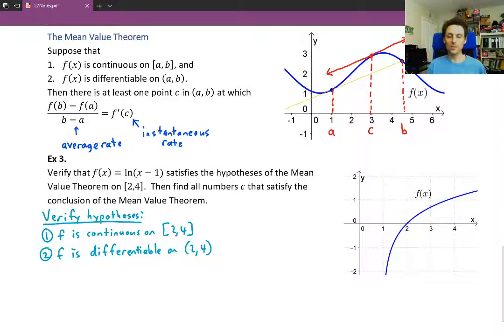So it only needs to be differentiable on the open interval. And I'll just say that both of these are true because logarithms are differentiable on their domains.